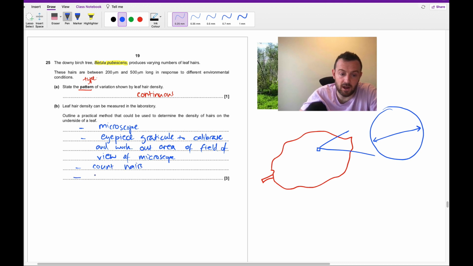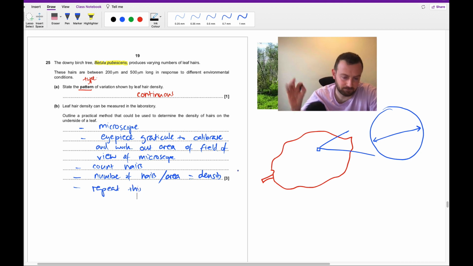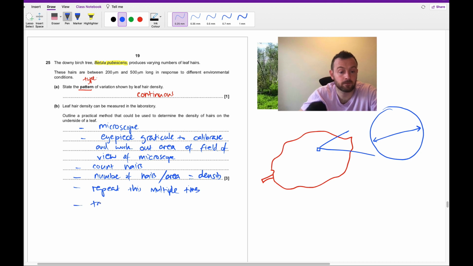and then you divide the number of hairs by the area, which equals the density. And I think it's worth saying that you repeat this at least 5 times on a leaf. Repeat this multiple times and take an average.